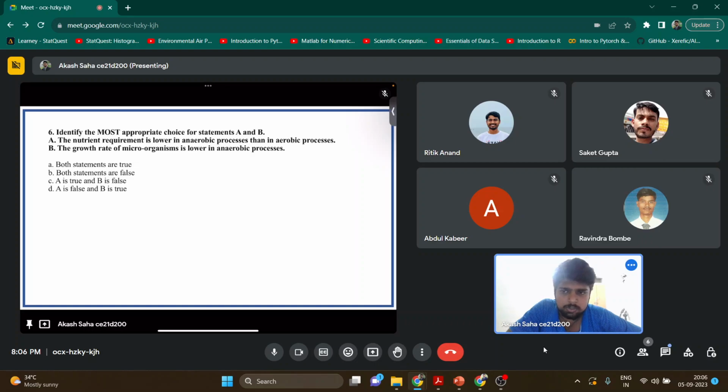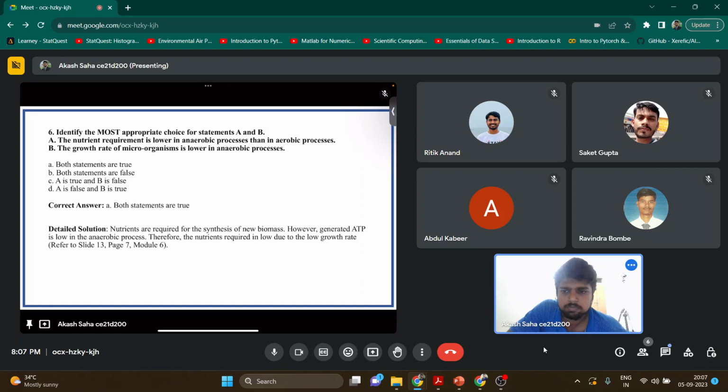So it talks about aerobic and anaerobic processes, the nutrient requirement and the growth rate. You have to compare anaerobic and aerobic processes in terms of nutrients and growth rate. In which process will my growth rate be high, anaerobic or aerobic? Aerobic, right? So if my growth rate is high, my nutrient requirement will also be high. So both statements are true, right?